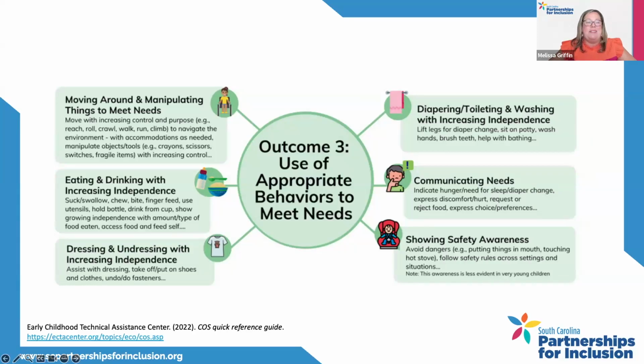So this would be something like pulling a chair over to reach a toy they couldn't reach, moving things around, getting what they want, eating and drinking with increasing independence, dressing and undressing to increase independence. This is all about daily living skills: diapering, toileting, washing hands, communicating needs, and showing some safety awareness.